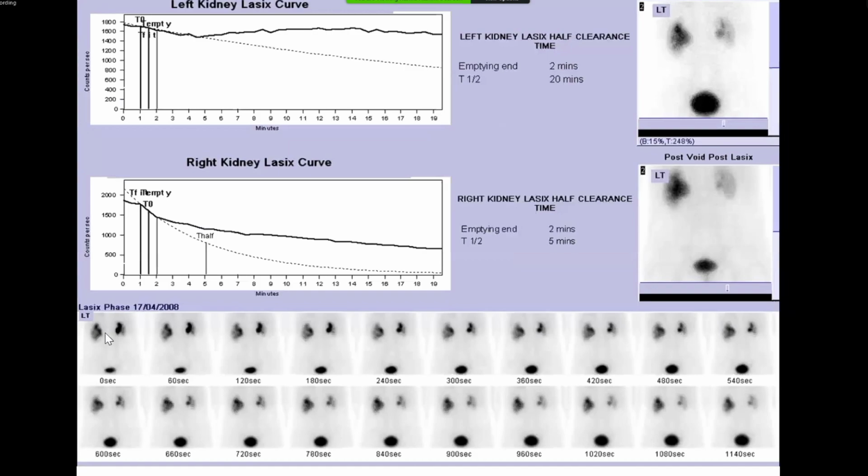After Lasix, the left kidney curve is still up, with no fall in the curve, and on the right kidney the curve falls slowly in decline. So on these images, it's likely a left-sided PUJ obstruction, and that's right.